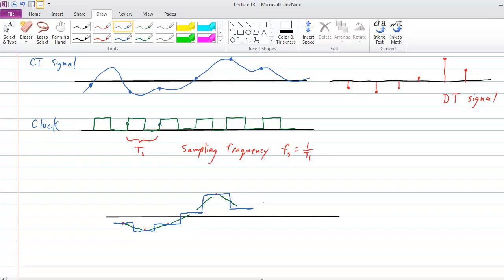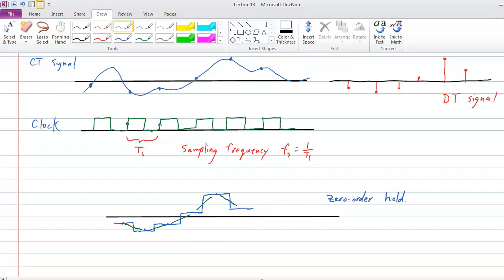Okay, so this blue curve we call zero order hold. Now it doesn't look like a very great attempt at reconstructing a continuous time signal, although it's perhaps the easiest to build. You have some output that just holds a certain voltage or whatever your output signal is until the next clock cycle where it updates to the new output.